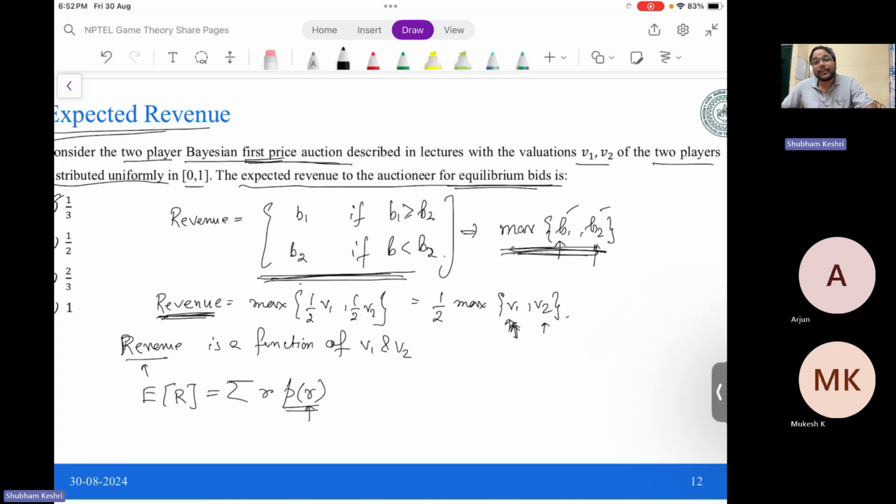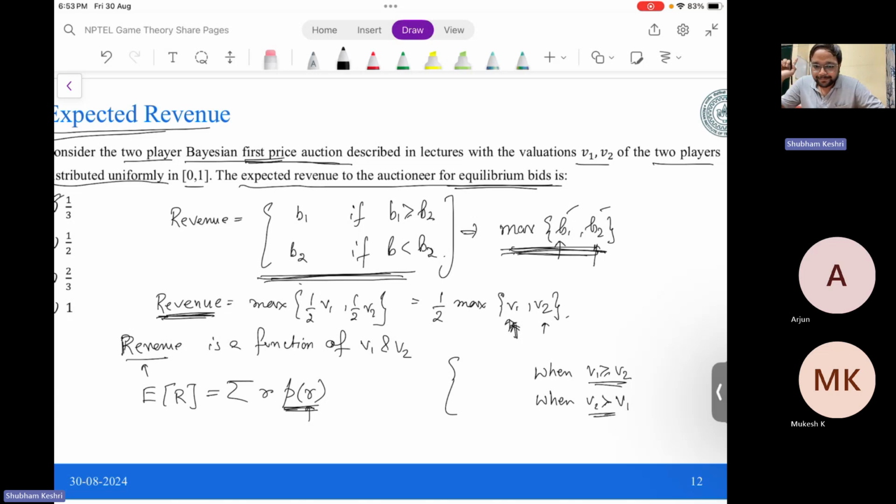So I could say it in another way: when v1 is greater than or equal to v2, and when v2 is greater than or equal to v1. Because these are continuous values, it doesn't matter if you put equality or inequality, or just less than. You can divide this probability into two parts: when v1 is greater than or equal to v2, and when v2 is greater than v1.